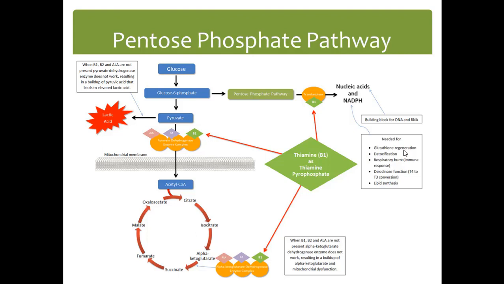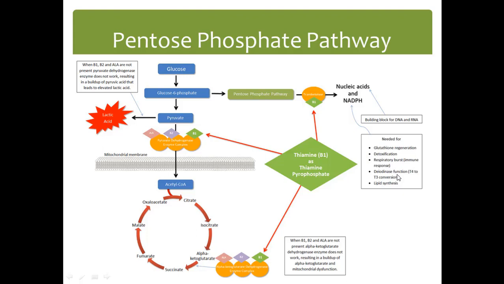Glutathione is our body's main internal antioxidant that helps mop up free radicals, and works together very closely with superoxide dismutase. The regeneration of glutathione so that it can function properly is dependent on NADPH, which also helps with detoxification and the respiratory burst, which is important for our immune response.